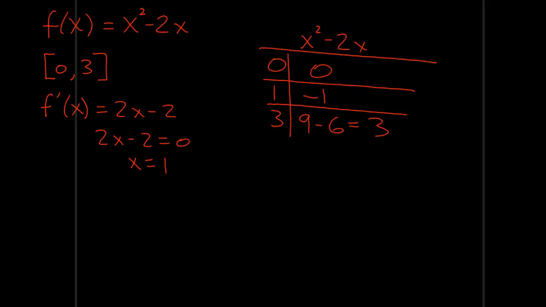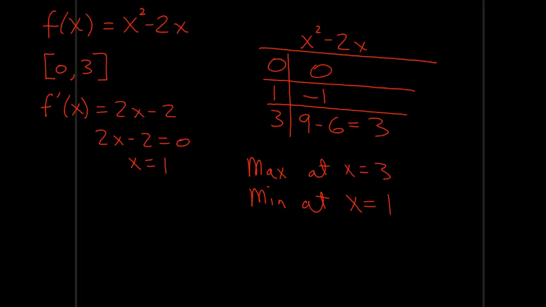Okay, so here's what we've got. The max occurs at x equals 3, and in this case, it is 3. Now, the minimum occurs at x equals 1, sorry about that, and it is negative 1. So we get a max and a min. Notice the max occurred at the endpoint, and the min occurred at a critical number.